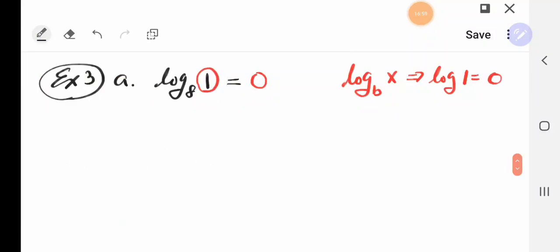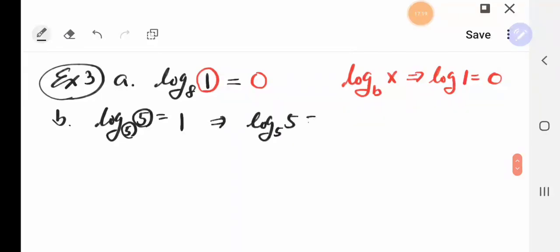Okay, letter B. Logarithm base 5 of 5. The base 5 and the inside are the same, then this is always equal to 1. Okay, why? Well, let's use a property. Let me just write it as equal to y. Let's say this logarithm is equal to y. Then using the exponential form, 5 to the y is equal to 5, and the exponent of this 5 is equal to 1.